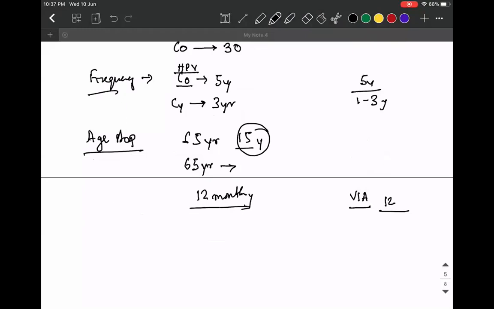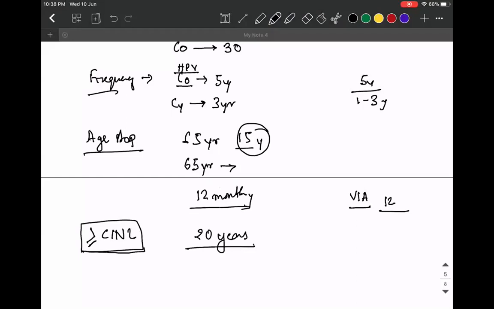And screening following an abnormal report should be continued for at least 25 years. So if it is more than CIN2, irrespective of whether we have treated the CIN2 or it regressed on its own, we have to screen for at least 20 years after that. So that's about it.